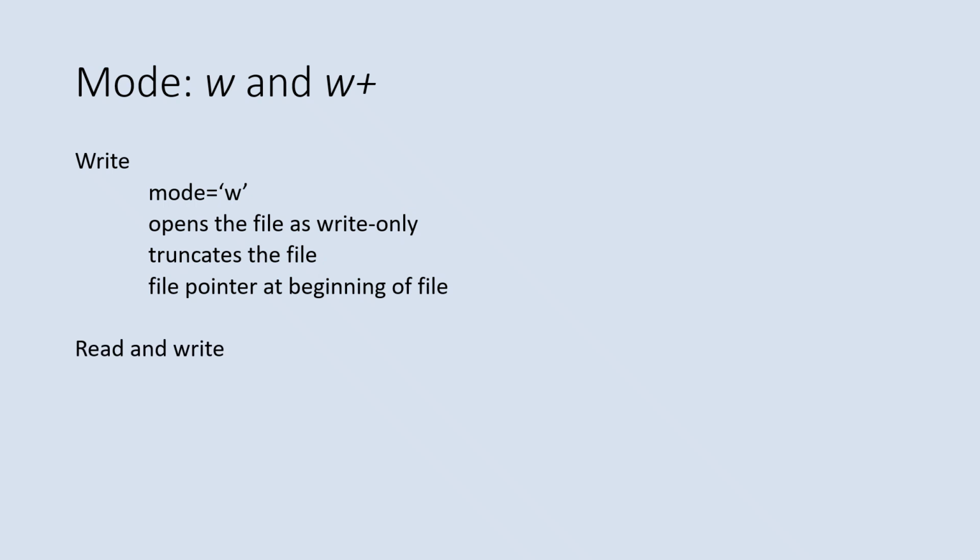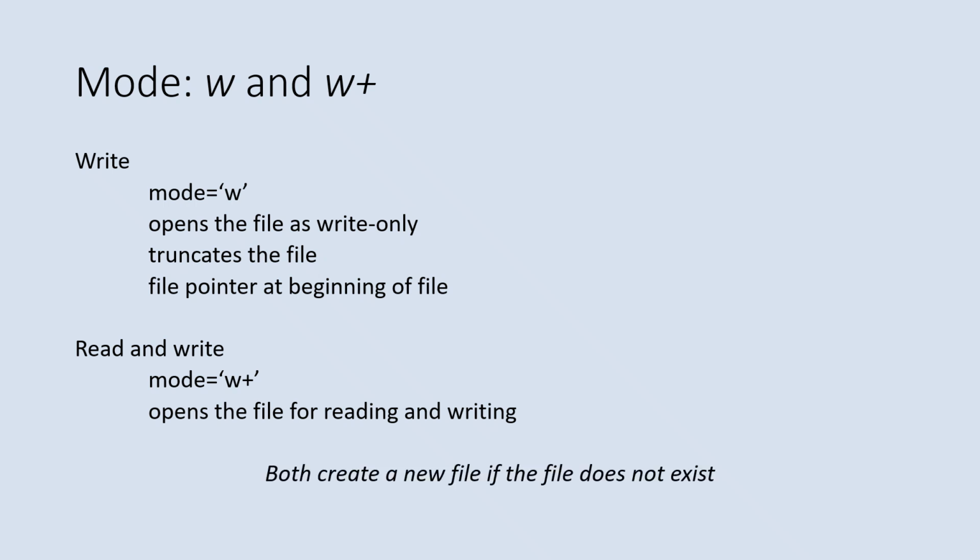If we want to open with a read and write option from the W setting, we have mode W+. So the plus is saying let's interact in both directions with the particular file. It opens the file for reading and writing, but again, it truncates the file and the file pointer is at the beginning.